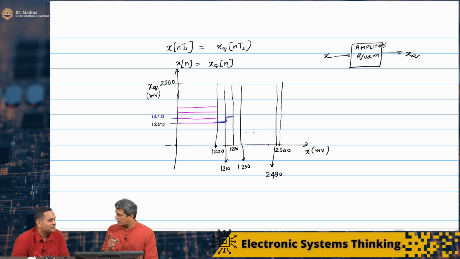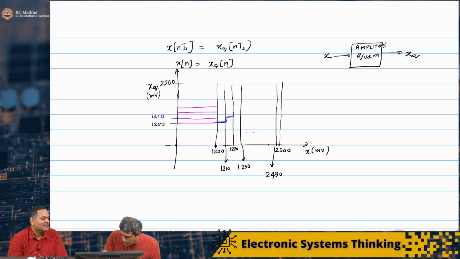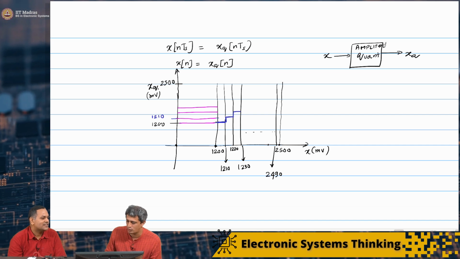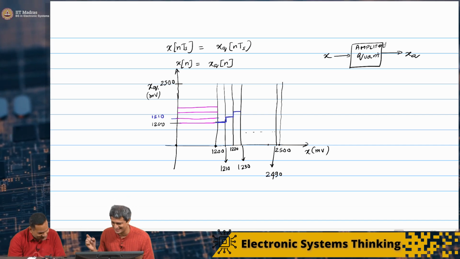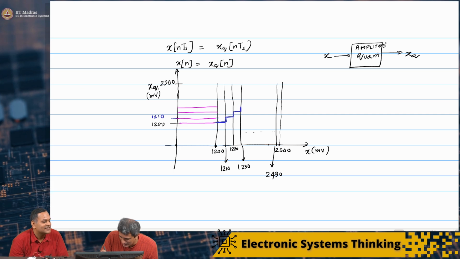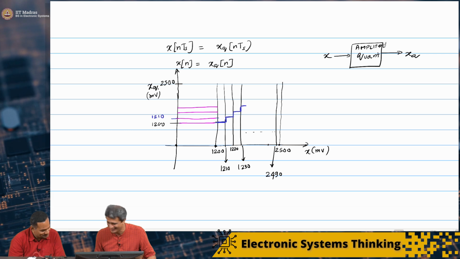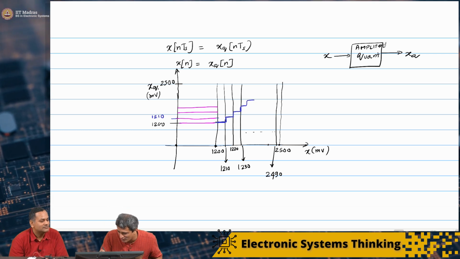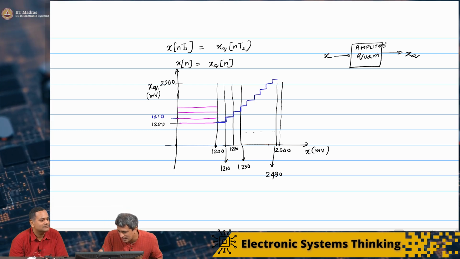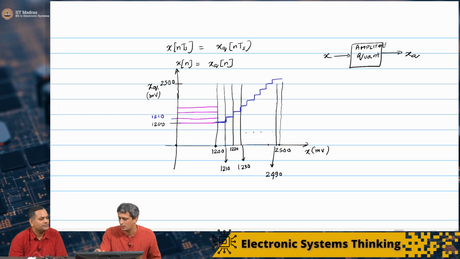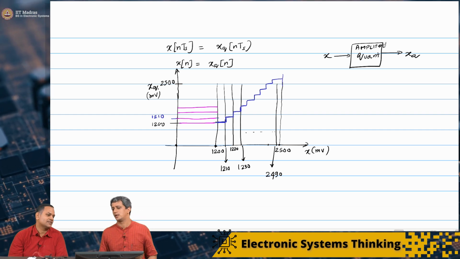Now I hit 1220. It has to make another abrupt jump to 1220. Looks like a staircase. Right? So this is the staircase that electrical engineering is built on. And it goes all the way like this. It will just keep going, however many levels there are, all the way to the final output.